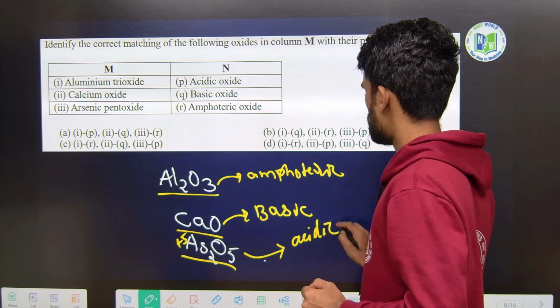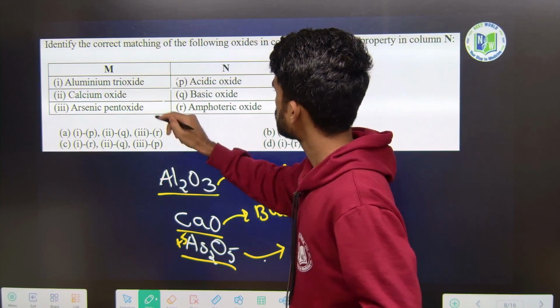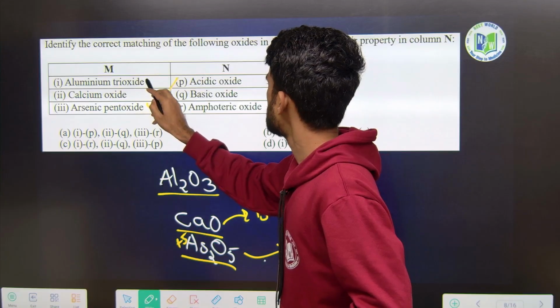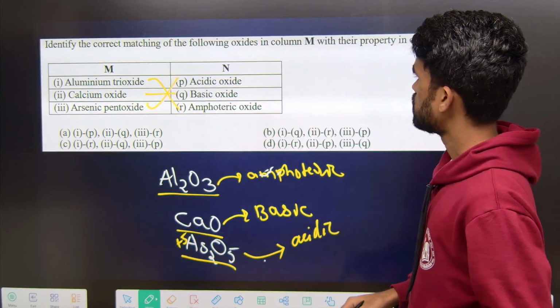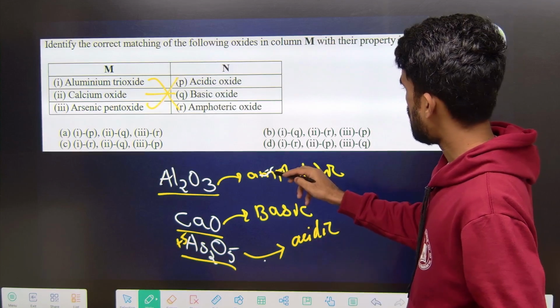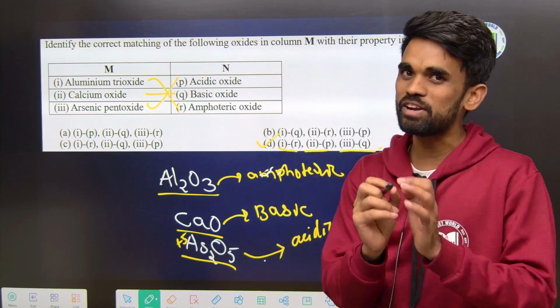So based on this, arsenic pentoxide is 3P, and aluminium trioxide is 1R and calcium oxide 2Q. So based on this, 1R, 2Q, 3P. So the fourth option will be the perfect answer.